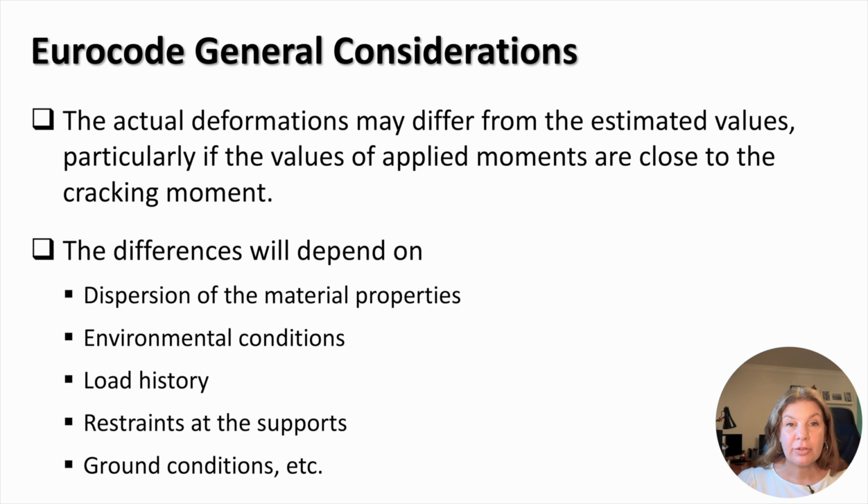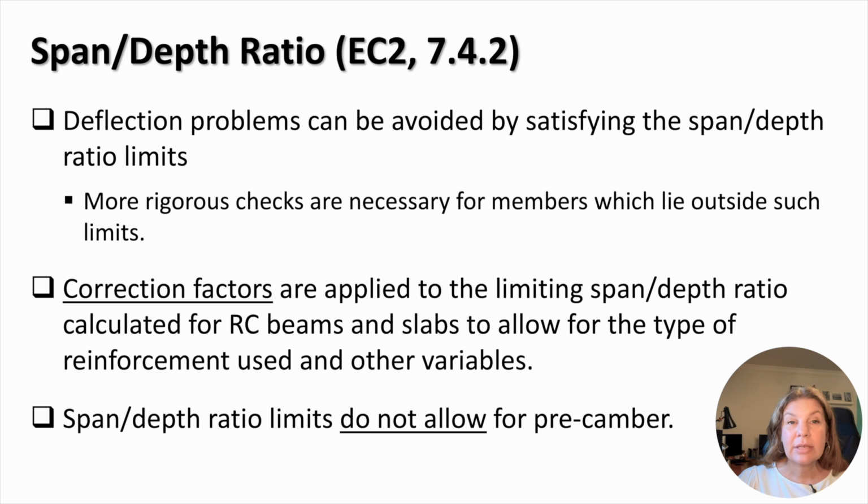In finished structures, the material properties, environmental conditions, load history, restraints at the supports, ground conditions, and many other parameters can differ from those assumed in the design. Therefore, the actual deformations may differ from the estimated values, particularly if the values of applied moments are close to the cracking moment. It was discussed earlier that the limit state design for deflection can be based on satisfying the span-to-depth ratio limits. More rigorous checks are only necessary for members which lie outside such limits.